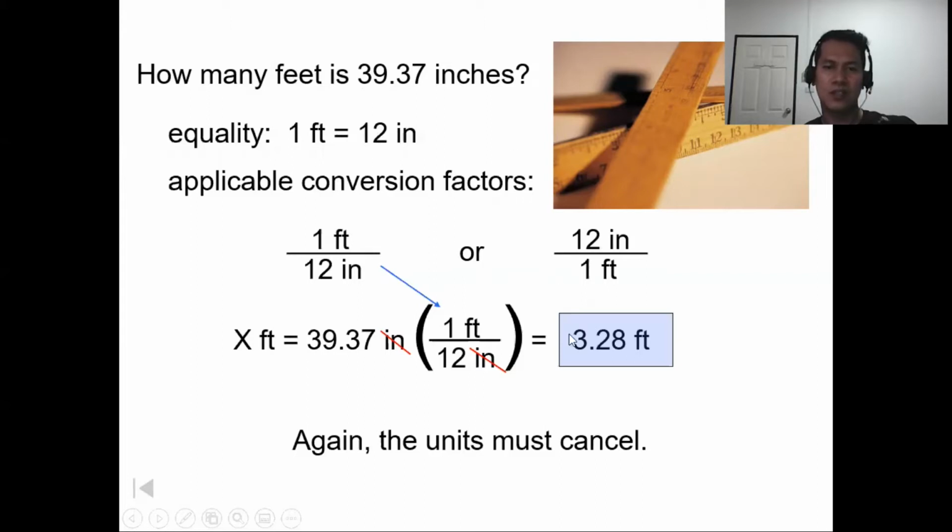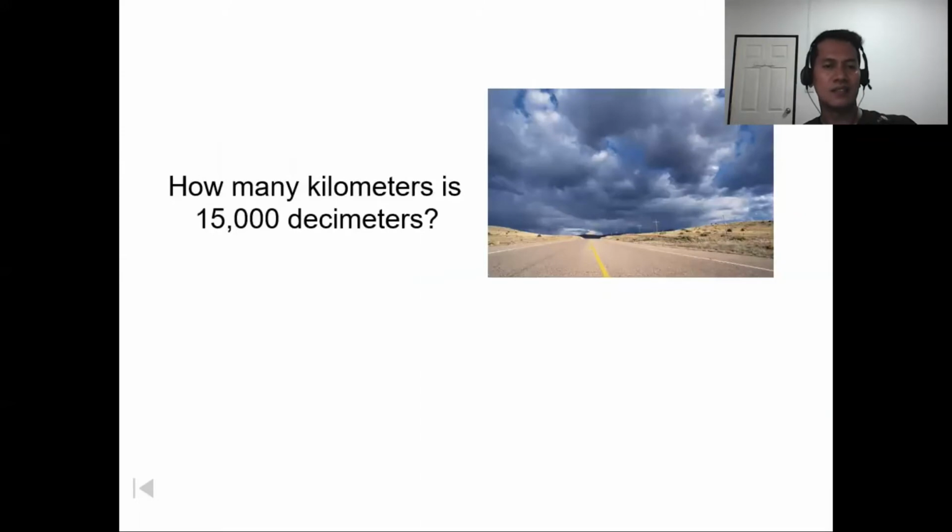39.37 inches. We're going to have 3.28 feet. Okay. Now, let's go to kilometers. Ooh, this one is a bit tricky. So how many kilometers is 15,000 decimeters?